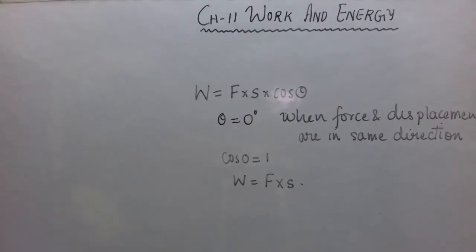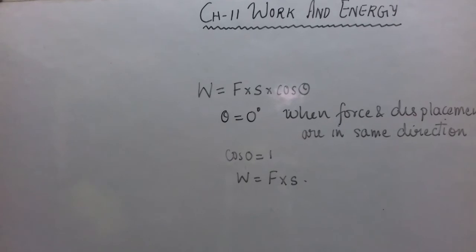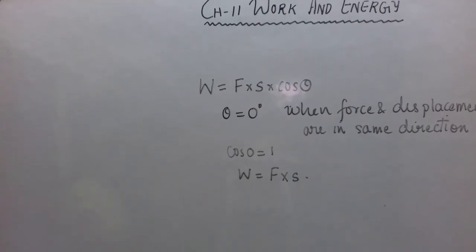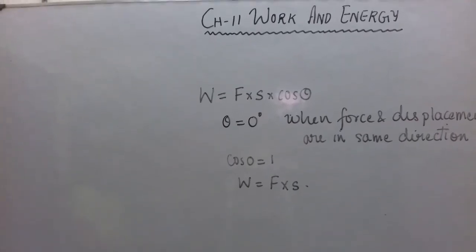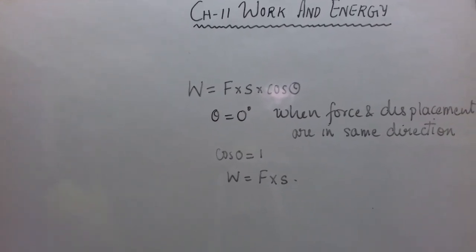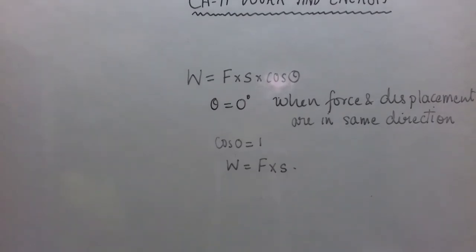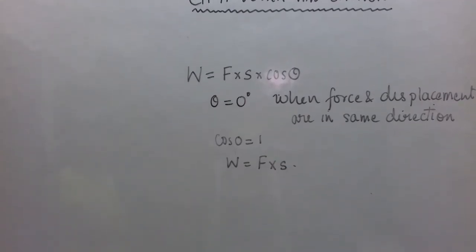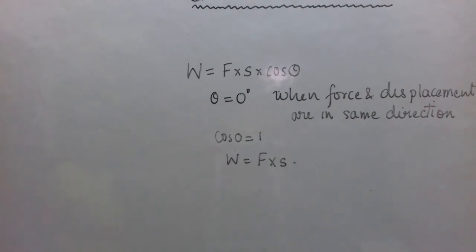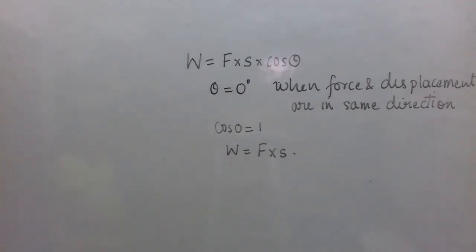So now the question is, you have to write an expression, means formula, for the work done when force is acting on an object in the direction of displacement. You know that W is Fs cos theta, and when force and displacement are in the same direction, theta is equal to 0 degree, which is the smaller angle between the force and displacement. And when theta is 0 degree, you know cos 0 is 1. So we can write W is F into S.